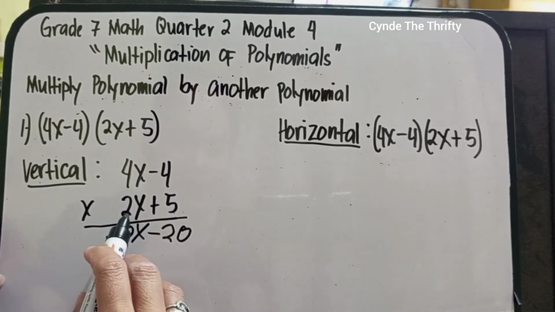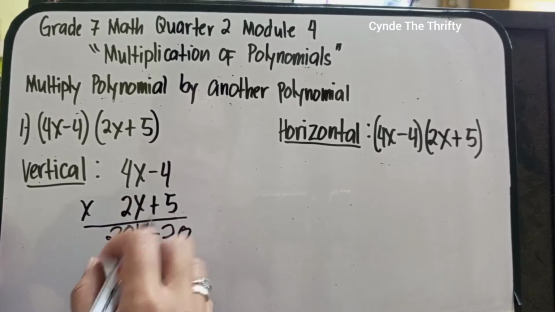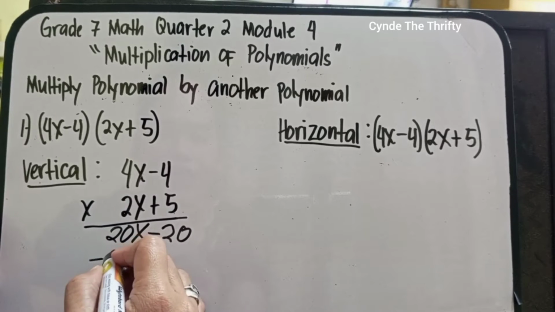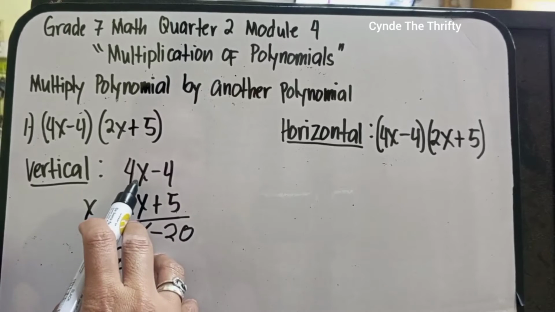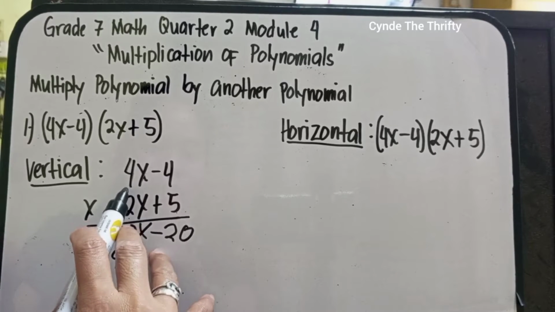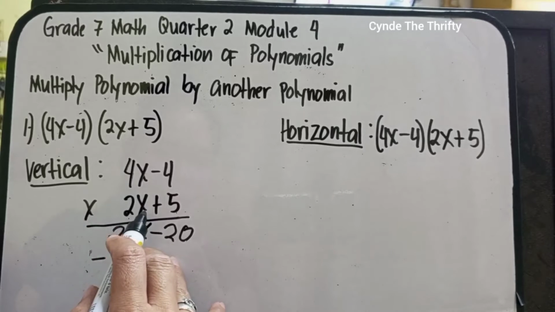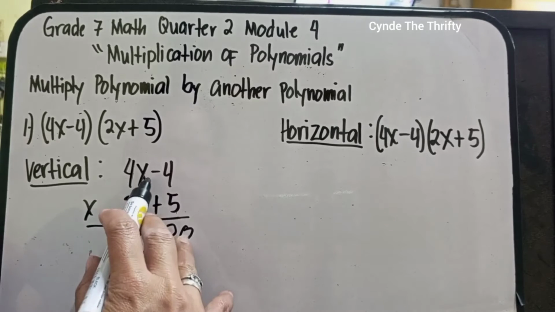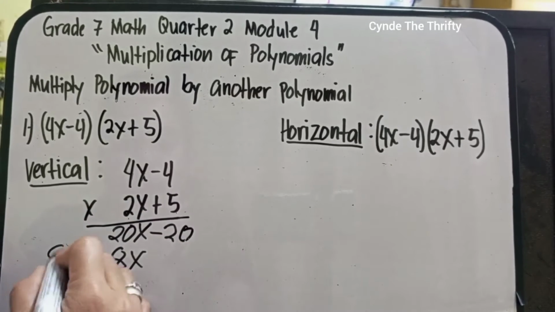20x. Next is 2x times negative 4. So, 2 times negative 4 is equal to negative 8x. 2x times 4x. So, 2 times 4 is equal to 8. And then, x times x is equal to x squared. Kasi i-add natin ang exponent ni x at saka ni x. So, 2x times 4x is equal to 8x squared.